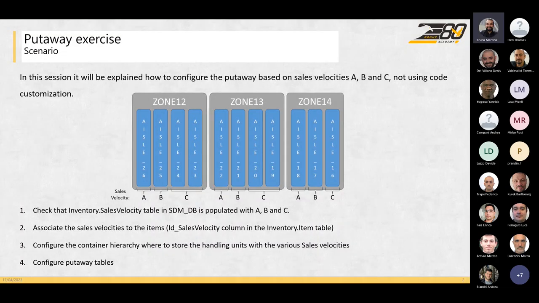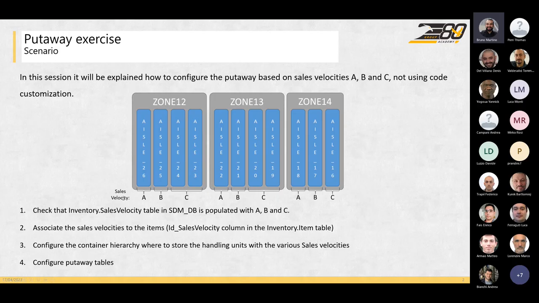So the scenario of the exercise will be this. We have the Red Bull warehouse on this database. So we have the block storages that lie in these three zones and these aisles. Imagine that we want to map the block storages in the aisle in this way. So we have the aisles 26, 22, and 18.